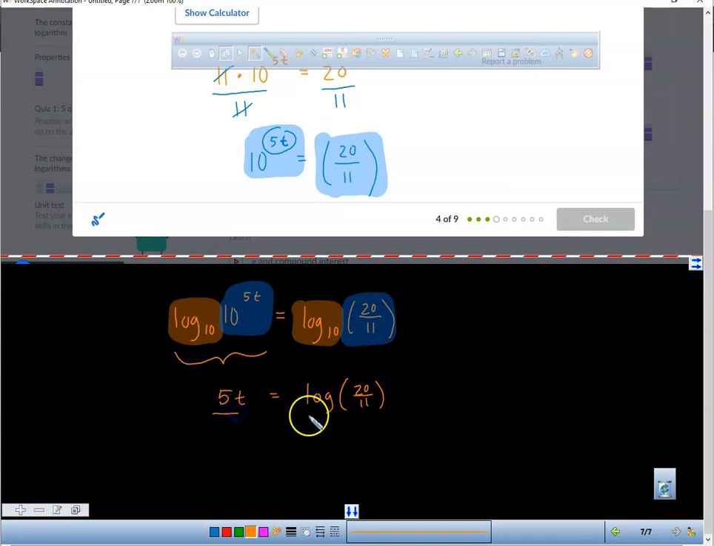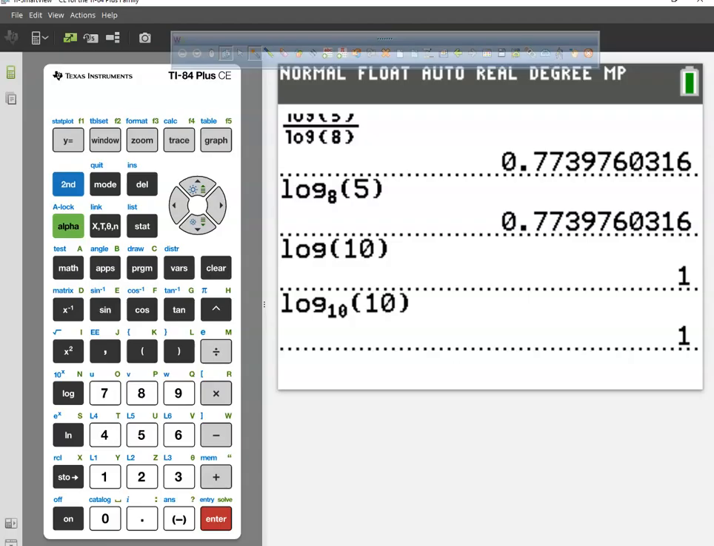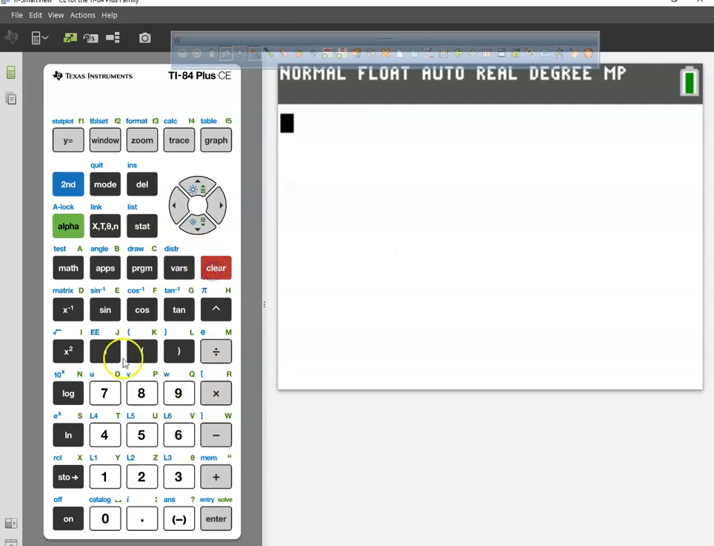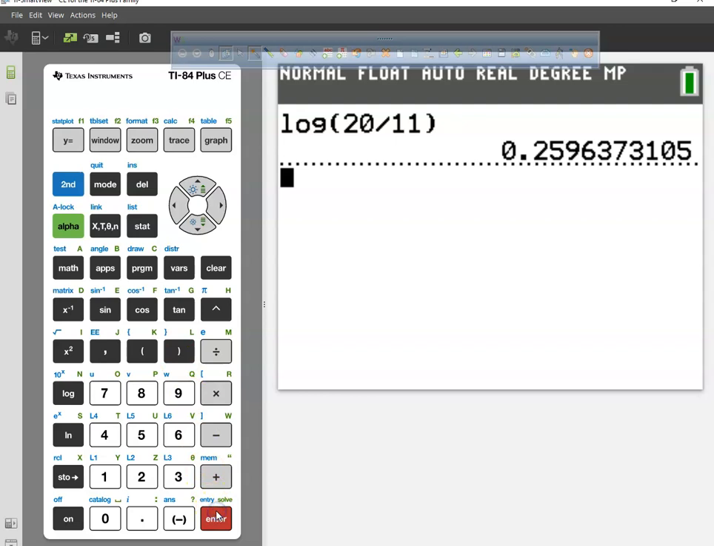My last step is to divide both sides by 5. Everybody, this is my answer as a logarithm. Now watch what happens when I type it in the calculator. All I want you to do right now with me is go to your calculator, type in a log, put 20 divided by 11, press enter, divide that by 5.